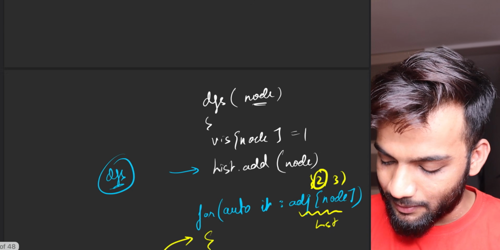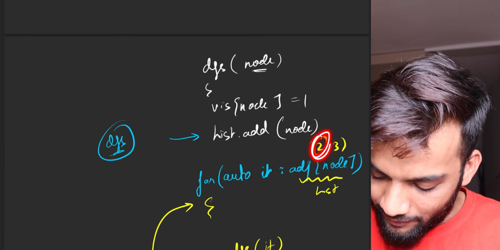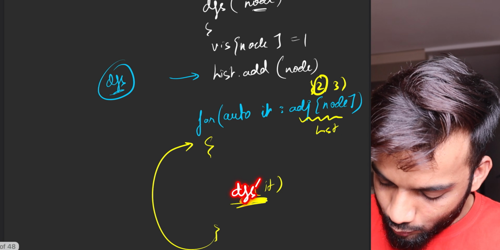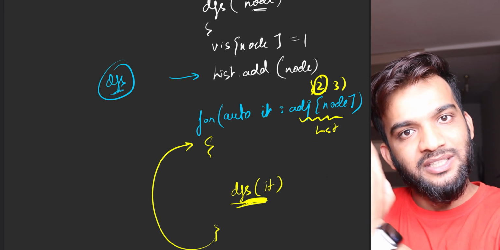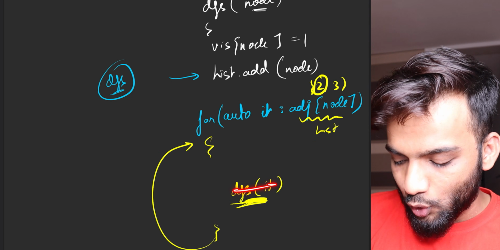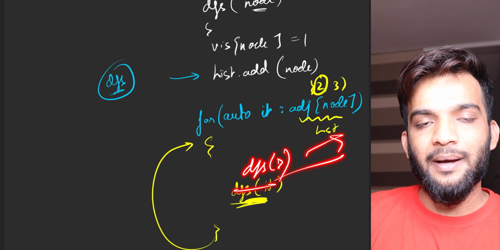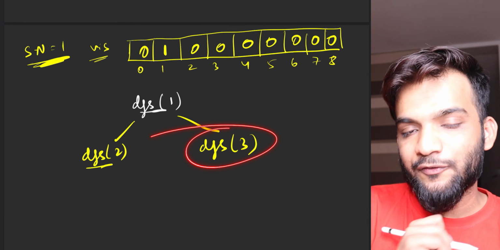It's something like, okay, first we have 2. So let's call the DFS for 2. It will go and complete, like go to the depth, and then come back. Then the next guy will be 3. Then it will go to DFS of 3 and then come back. So DFS of 2 will be performed in depth, then DFS of 3.